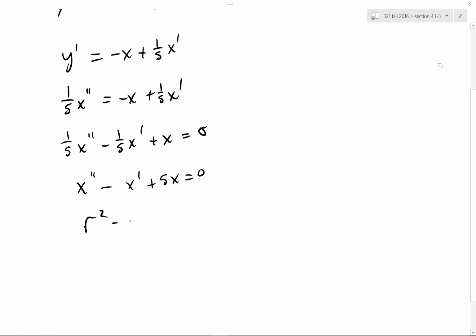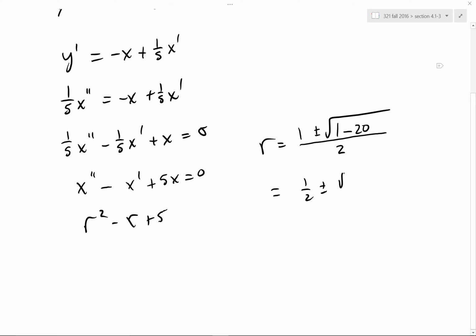So that's r squared minus r plus 5. So we're going to have r is equal to the opposite of b plus or minus the square root of 1 minus 20. That's disgusting. Over 2. So it's going to be a half plus or minus the square root of 19 over 2 i. So we good there? Nice.